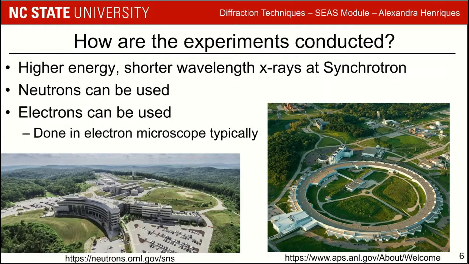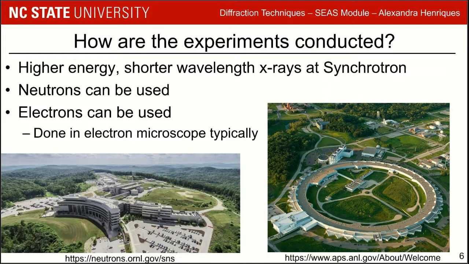Now, in carrying out diffraction experiments, you don't need to do this exclusively with a lab X-ray source. If you need higher energy, shorter wavelength X-rays, these experiments would typically be conducted at a synchrotron facility. The image shown on the bottom right is the Advanced Photon Source, or APS, at Argonne National Laboratory, just outside of Chicago, Illinois. This facility is one of the several synchrotron facilities that exist in the world.